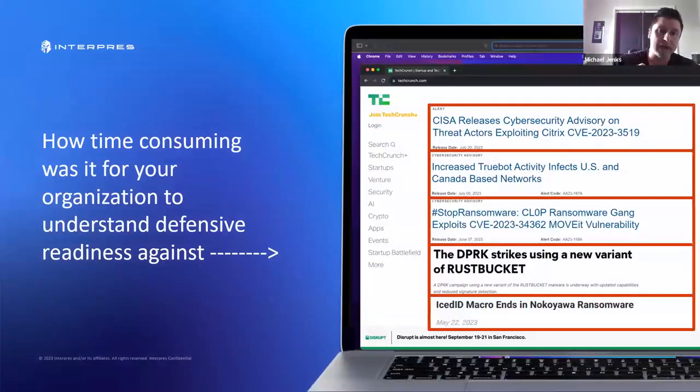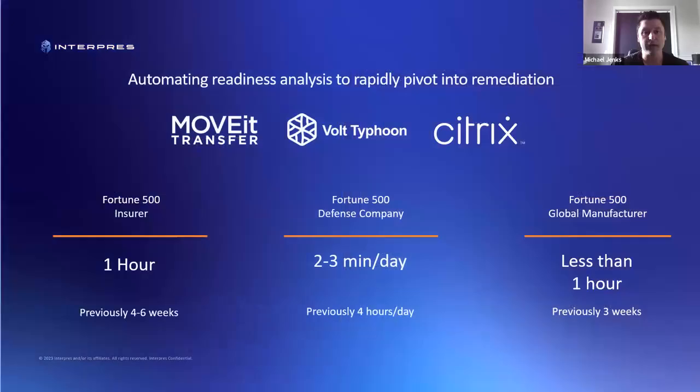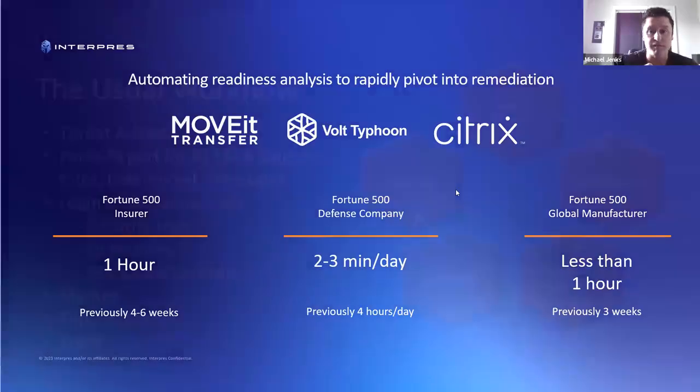So we have to ask, how time consuming was it for your organization to understand defensive readiness against the onslaught of advisories and breaches that happened this year? Some major ones were Clop ransomware, the Citrix 0-day that was out there, et cetera. What we're hearing from our customers is the bigger the environment, the bigger the problem. But we're able to drive down an understanding of readiness that allows them to move into remediation, whereas it was taking them anywhere from days to weeks, down to hours and minutes. Again, it's all about speed and understanding to drive down that exposure risk as quickly as possible and to ensure readiness is bolstered in areas of concern.